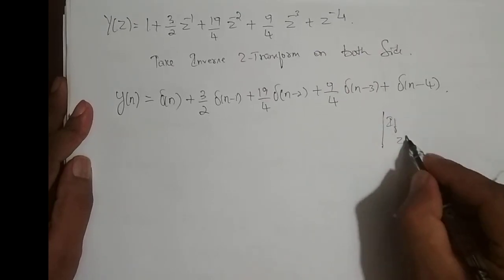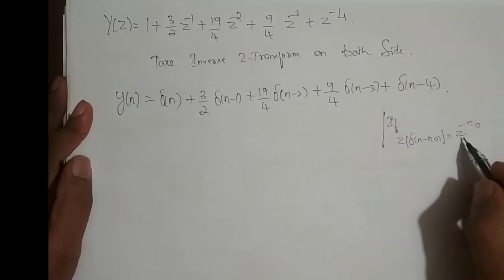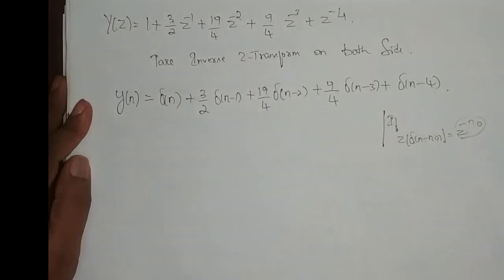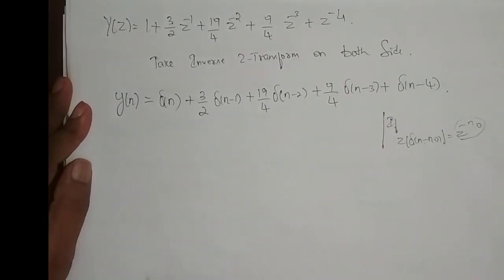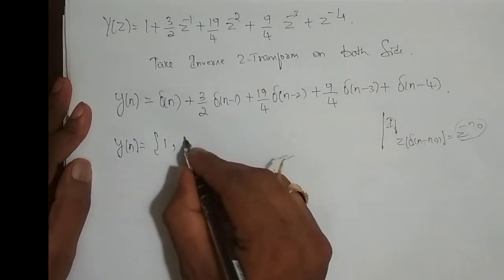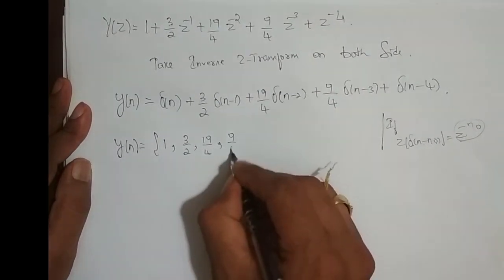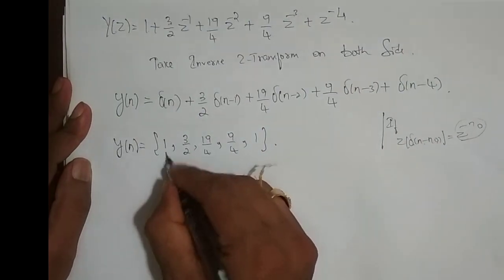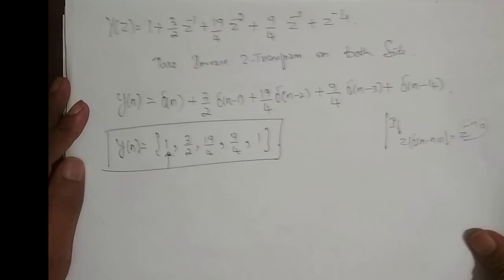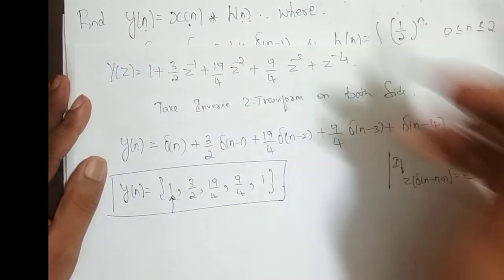If the Z transform of delta of n minus n naught is z power minus n naught, then if I take the inverse Z transform of this, that will be nothing but delta of n minus n naught. That's what I used here. So if I write it in terms of sequence, what do I get? Delta of n is 1, next sample is 3 by 2, 19 by 4, 9 by 4, 1, with 1 at n equal to 0. So this is the sequence y of n we got, which is nothing but x of n convolved with h of n.